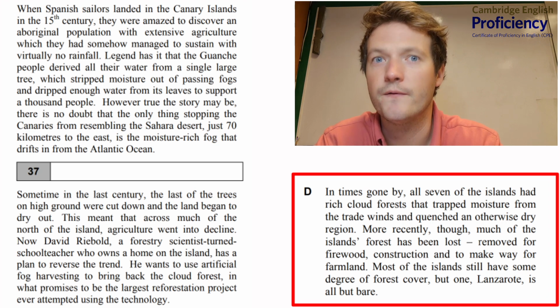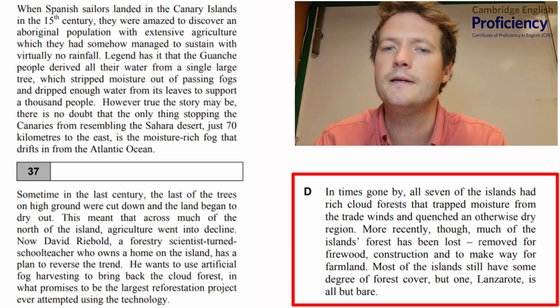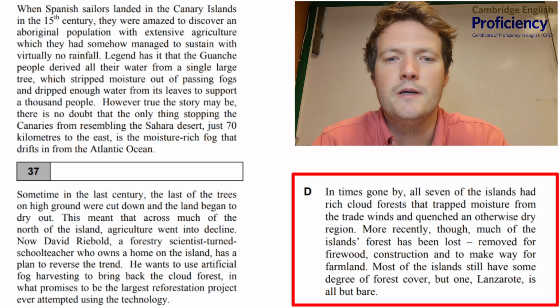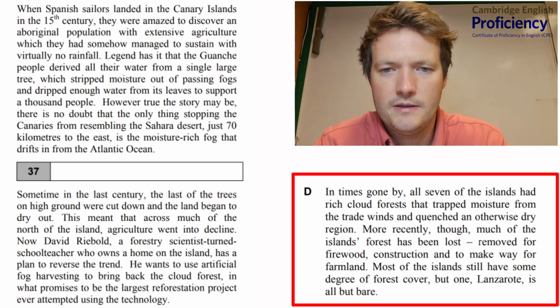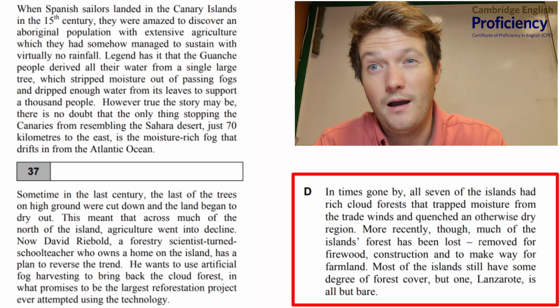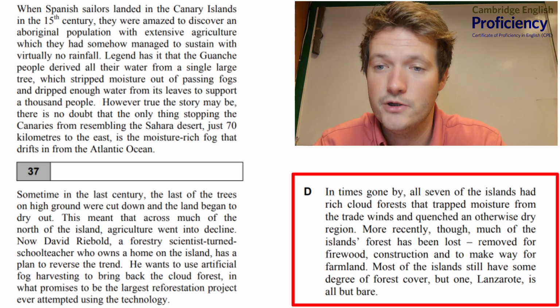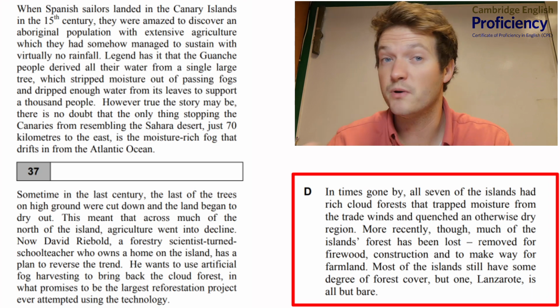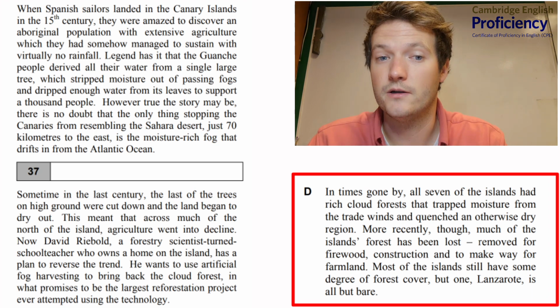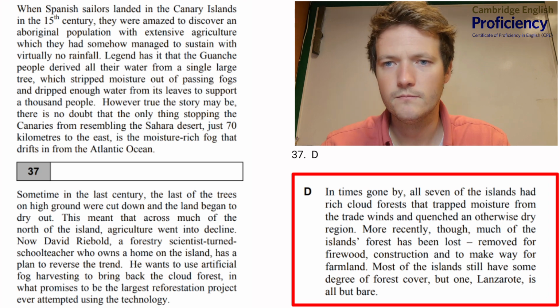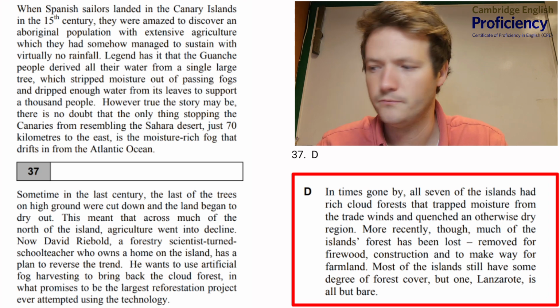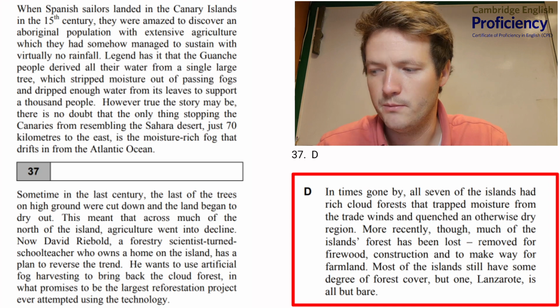Okay, so we're talking about the fact that the forests have disappeared from the islands. Let's see if that is coherent with what comes in the next paragraph. It says, sometime in the last century, the last of the trees on high ground were cut down and the land began to dry out. I think we've got our answer. Yeah, it looks like they're talking about deforestation still. I think in principle, I would say here, D is the correct answer for 37. Let's see if it works out as we move on.